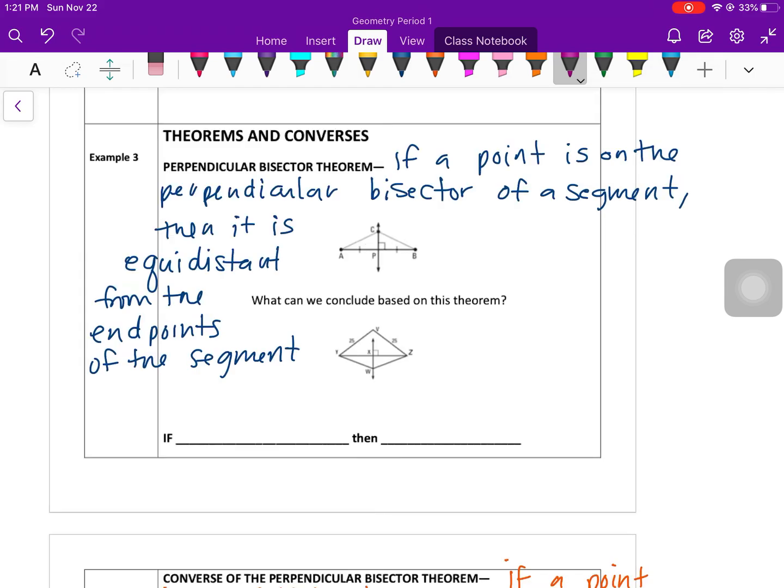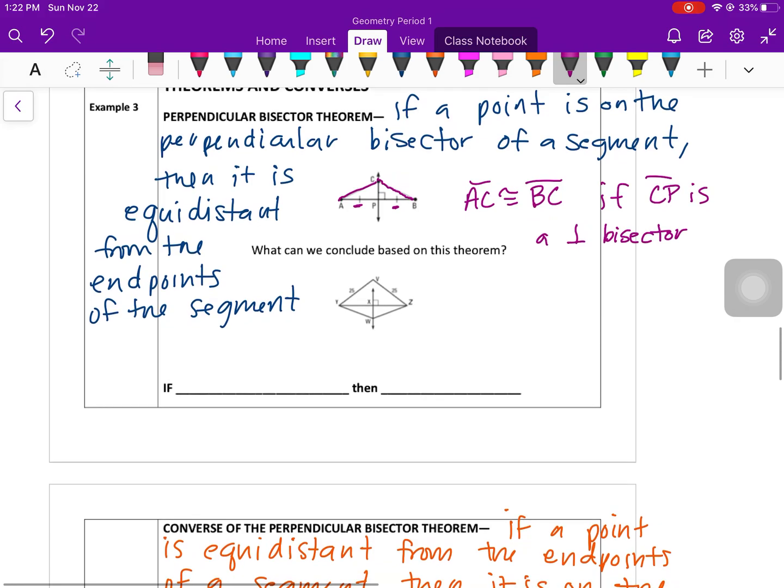If it is equidistant from the endpoints of the segment, then it is the perpendicular bisector theorem. So I know AC is congruent to BC. If CP is a perpendicular bisector, which we've got that 90-degree angle, it already tells us in our diagram that we've got two congruent segments, so we know that that's true.